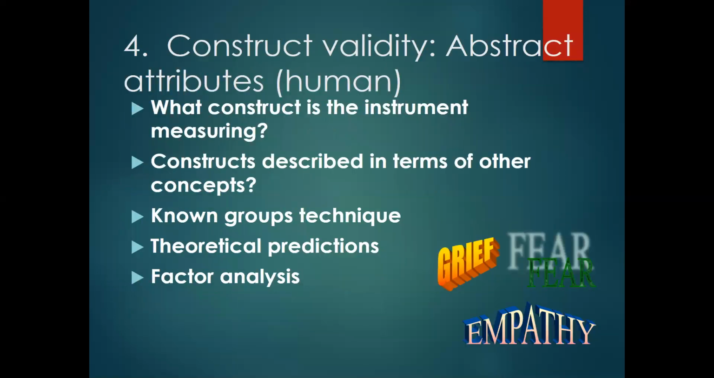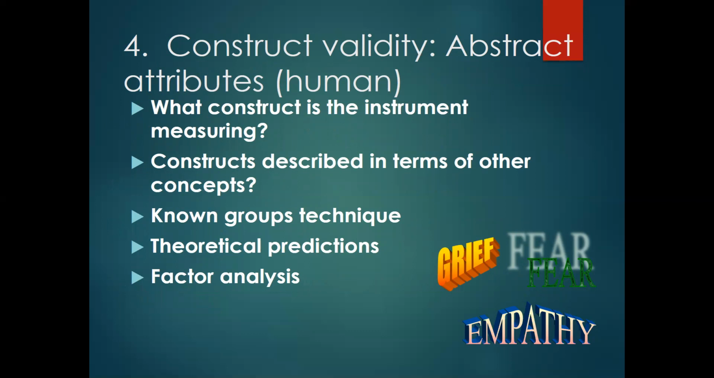Construct validity, on the other hand, is for human science. These are abstract attributes, and what you can use is another group, a comparison group, to describe a specific construct.